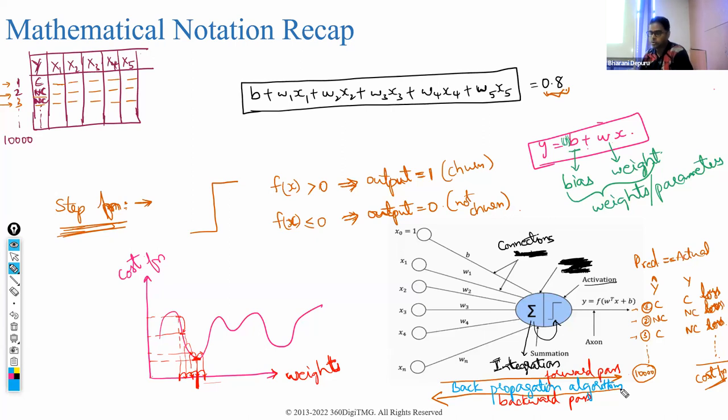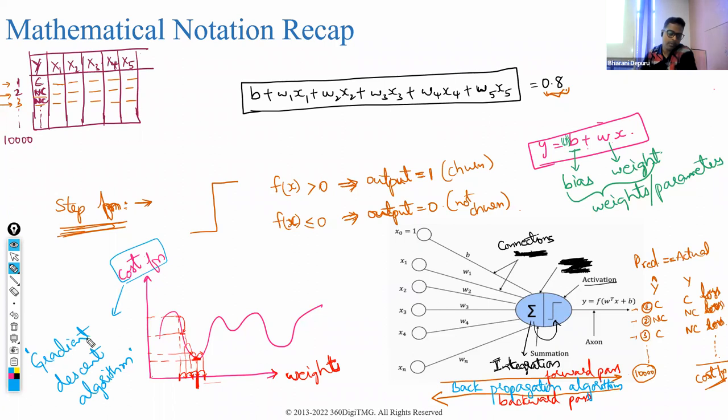And the process of minimizing the cost, or the algorithm which is used to minimize your cost, is called the gradient descent algorithm. It's called gradient descent algorithm.